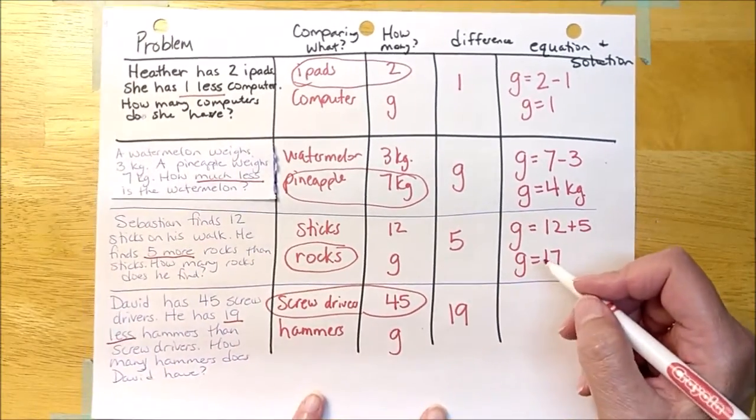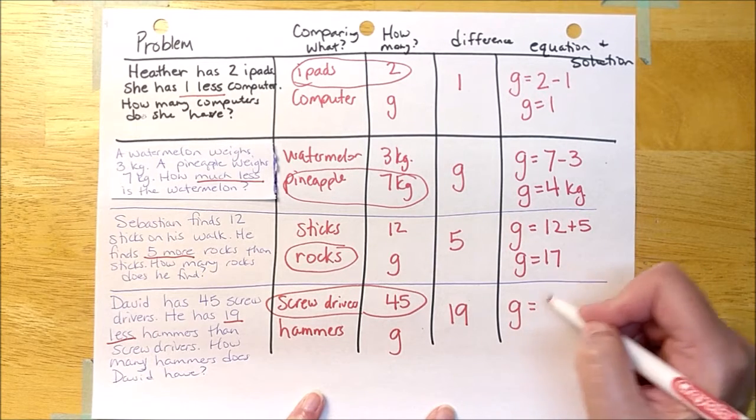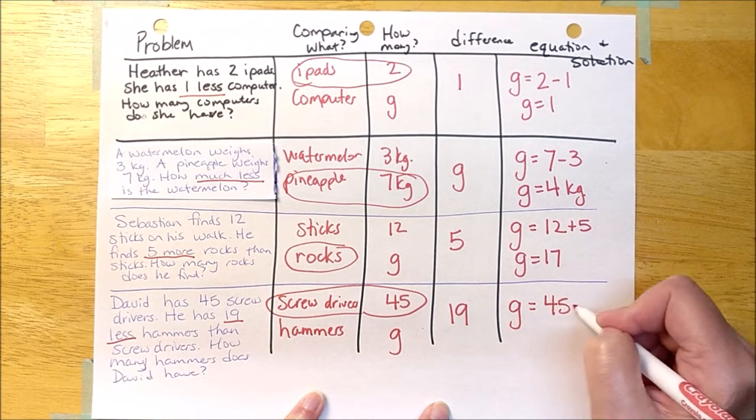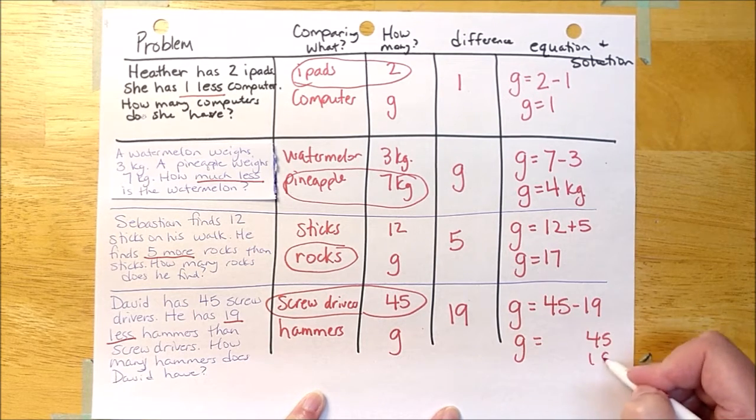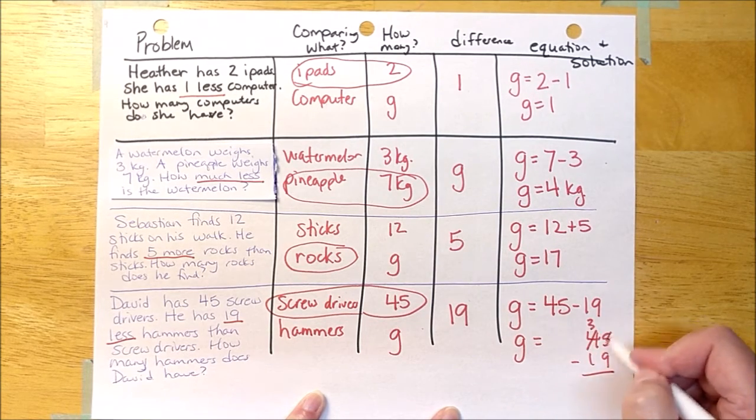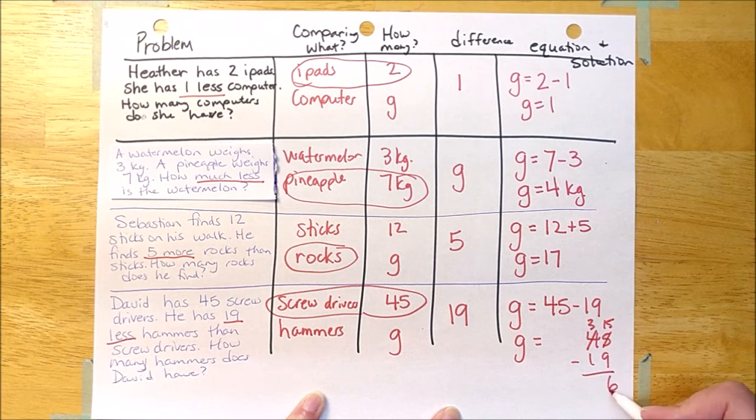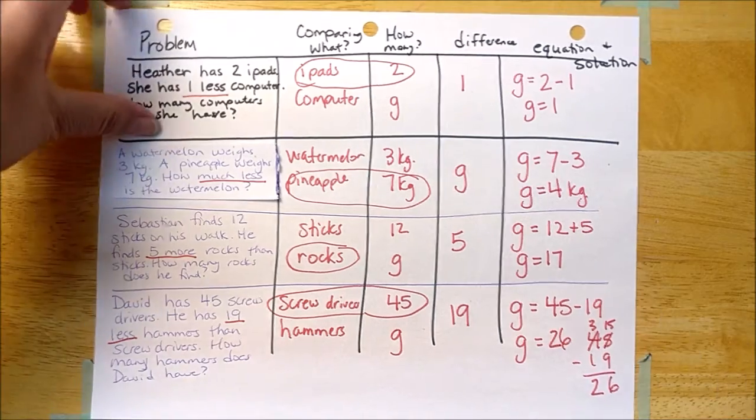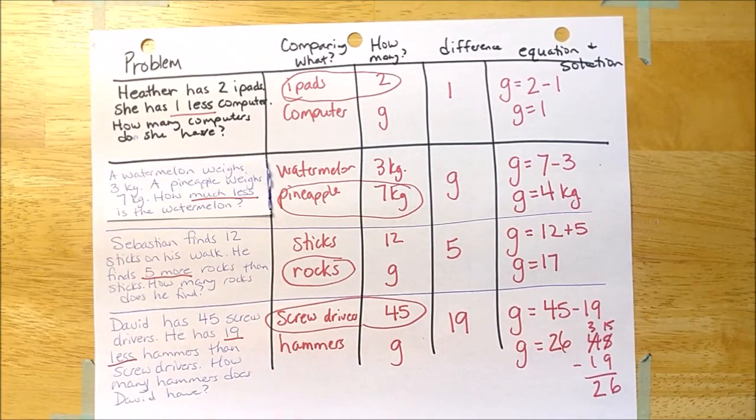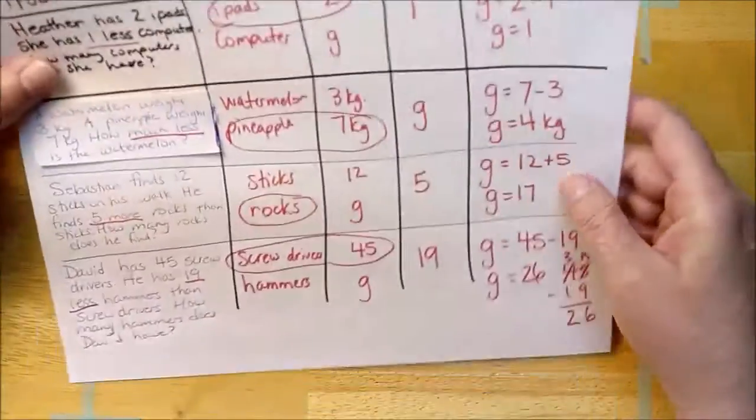So I'm not looking for my large number, so I'm going to be subtracting. 45 take away 19. So David has... well, let's see, how many does David have? David has 26 hammers. That's a lot of hammers. So I hope that it's coming back to you from yesterday and you're going, oh yes, I get this.